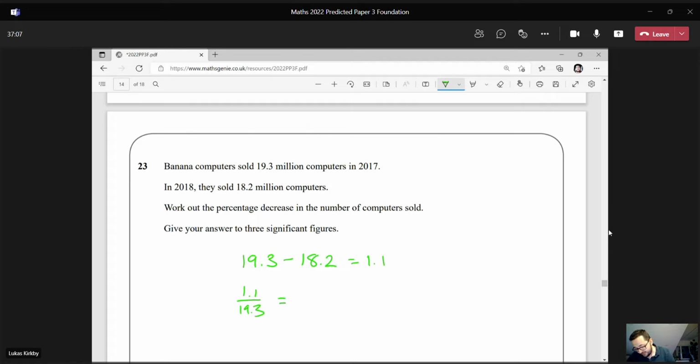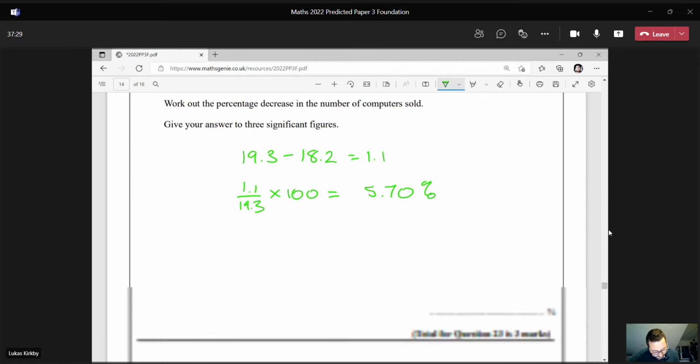Put it in my calculator. So we get 0.05 blah blah blah. So again, if we want a percentage, we'll times that by 100 as well. So times 100, and to 3 significant figures, that is going to be 5.70%. And that's the answer. Okay.